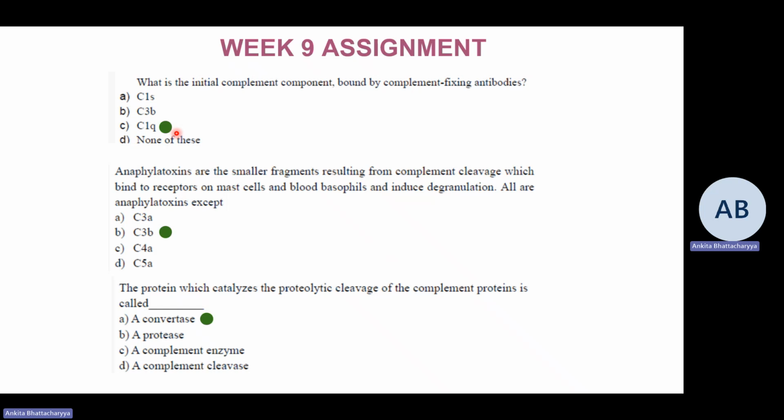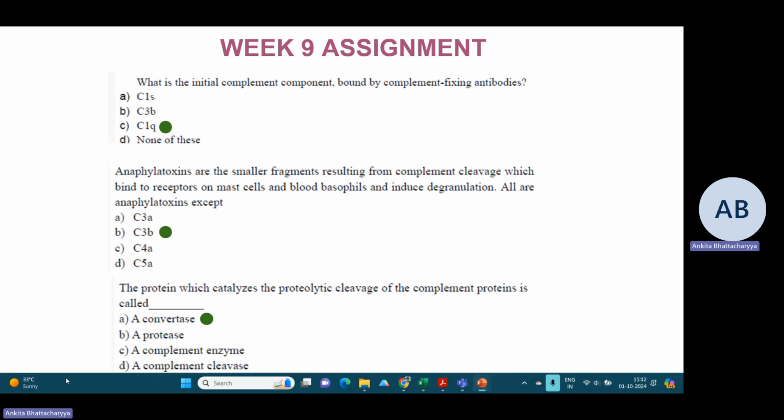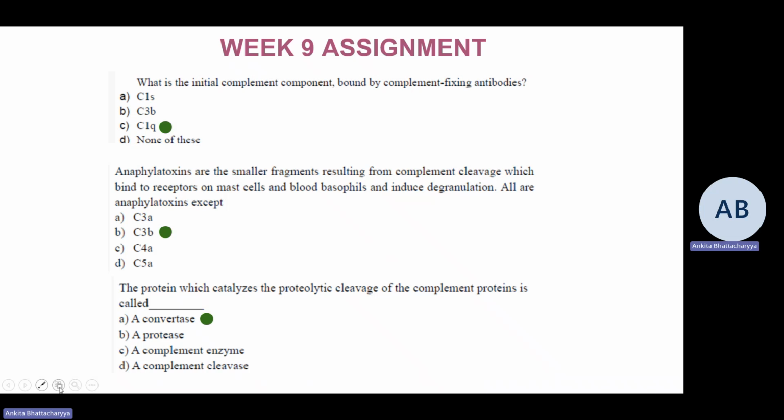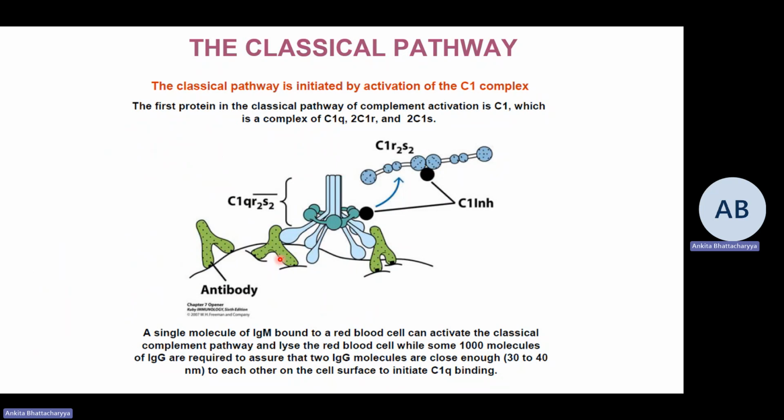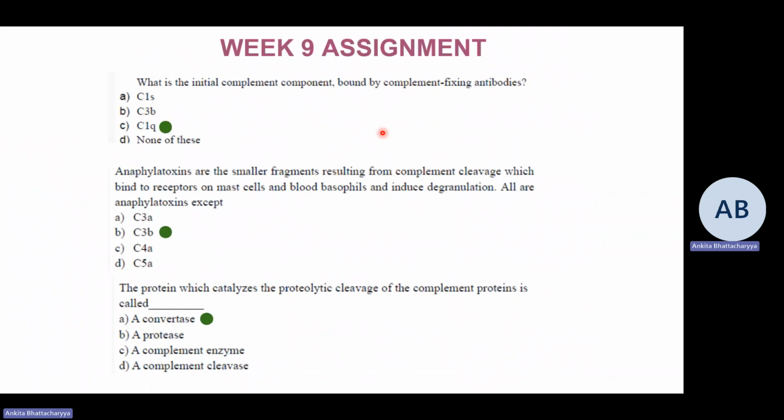So if you remember that entire complex, I can maybe go back to it for ease of understanding. So this was the complex that we had talked about that initially binds to the antibody. We have C1q and C1r2s2, which all together form that giant macromolecule, and the globular heads of C1q are able to make contacts with the Fc region of the antibody that has recognized its cognate antigen. So therefore, the correct answer to the first question is C1q. That is the first complement component that is able to bind to the complement fixing antibodies.